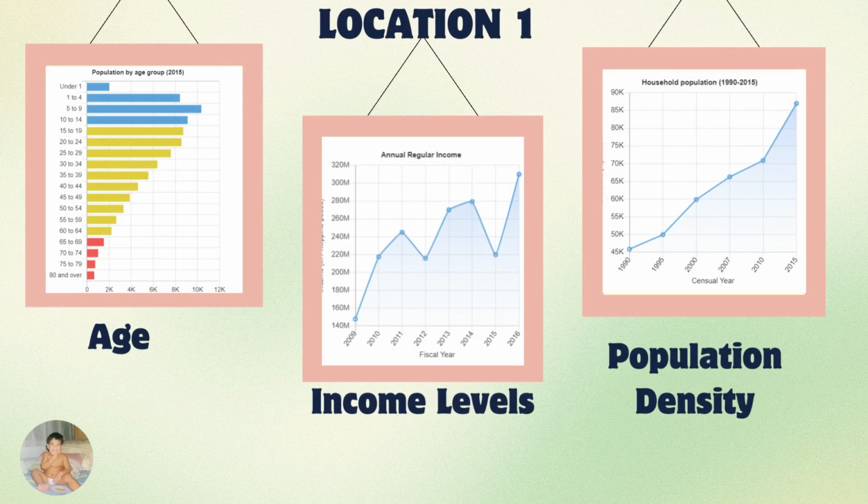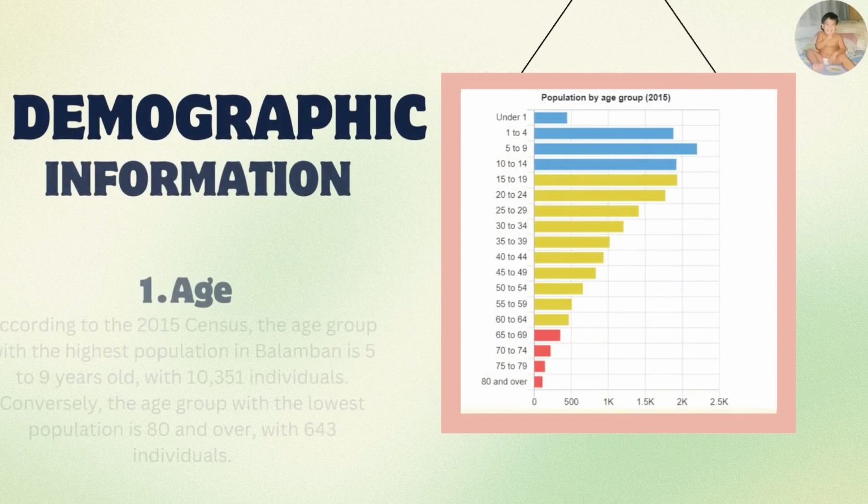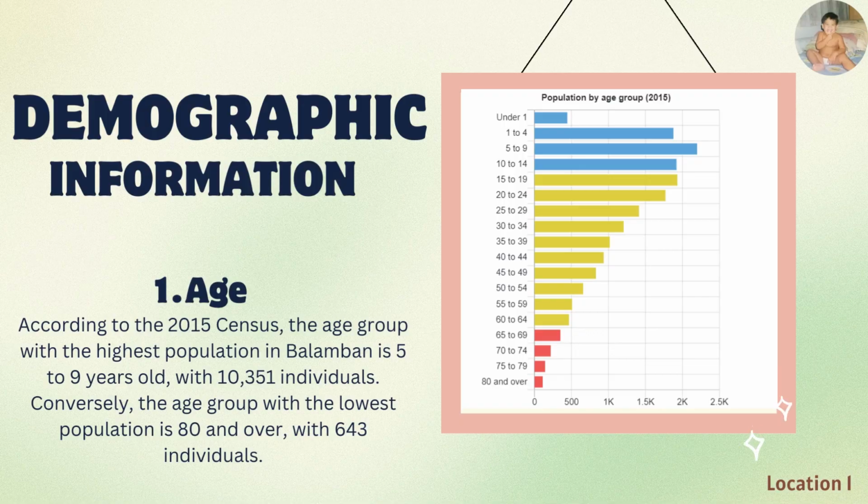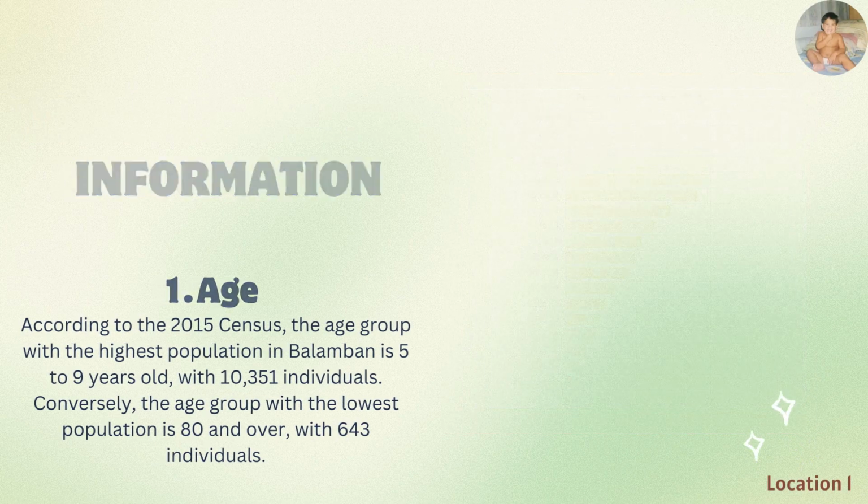Here are the demographic information for location number 1. First is the population age group. Second is income levels. Third is population density. According to the 2015 census, the age group with the highest population in Balamban is 5 to 9 years old, with 10,351 individuals. Conversely, the age group with the lowest population is 80 and over, with 643 individuals.